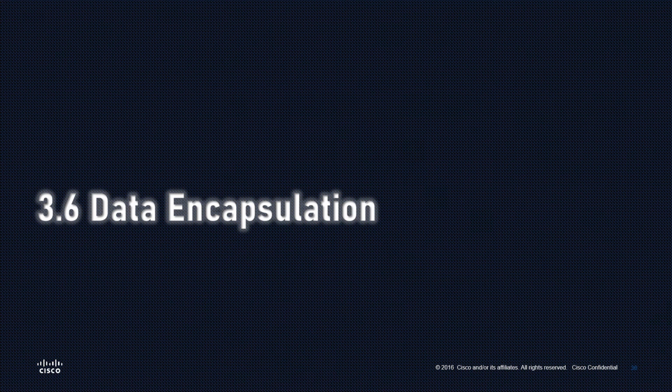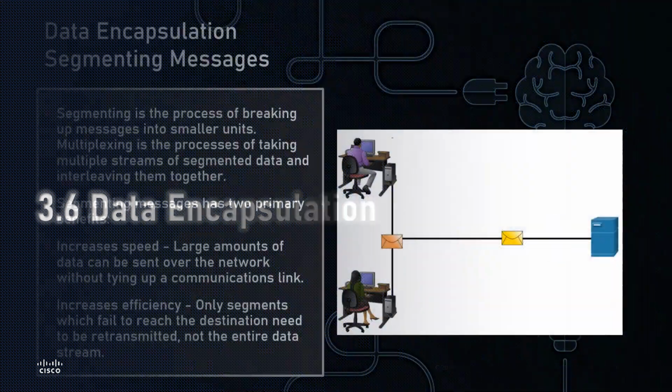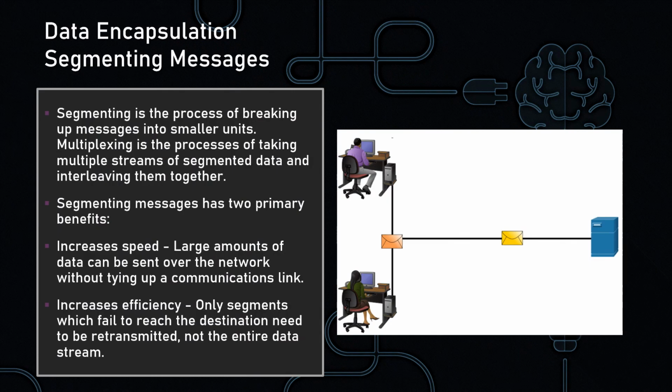3.6, data encapsulation. So segmentation is the process of breaking up a big message into smaller units. And then multiplexing is a related process which takes multiple streams of segmented data and interleaves them together to make the best use of our bandwidth.